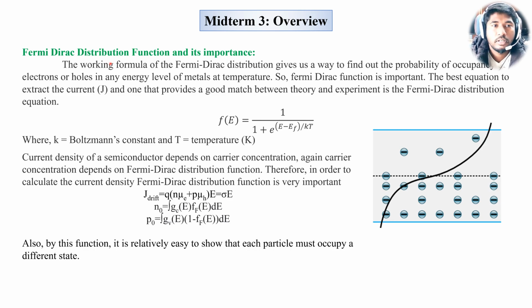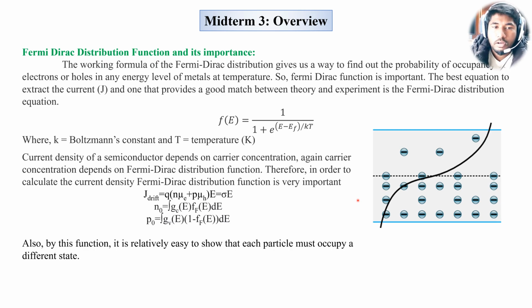The most important thing we learn from this lecture is Fermi-Dirac distribution function and its importance, right? The working formula of Fermi-Dirac distribution gives us a way to find out the probability of occupancy of electron or hole in any energy level of metal at temperature. So Fermi-Dirac distribution function is very important for us. The best equation to extract the current density is the Fermi-Dirac distribution, and this equation is F(E) equal to 1 divided by 1 plus e to the power (E minus EF) by kT, where k equal to Boltzmann constant and T equal to temperature, right?